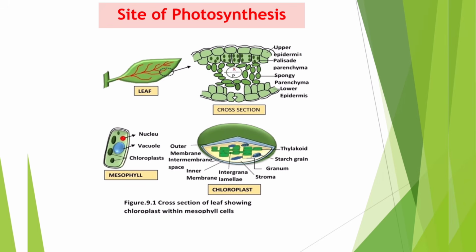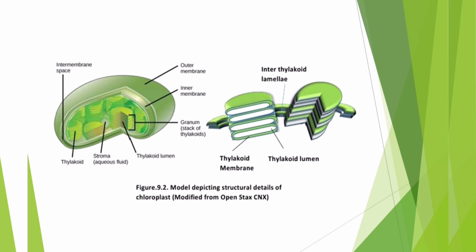Now let us understand the structure of the chloroplast in detail. So we have seen that it has an outer membrane, it has an inner membrane, and between them is a space that is called the intermembrane space. Then is the stroma, which is an aqueous fluid, and within it are present the thylakoids.